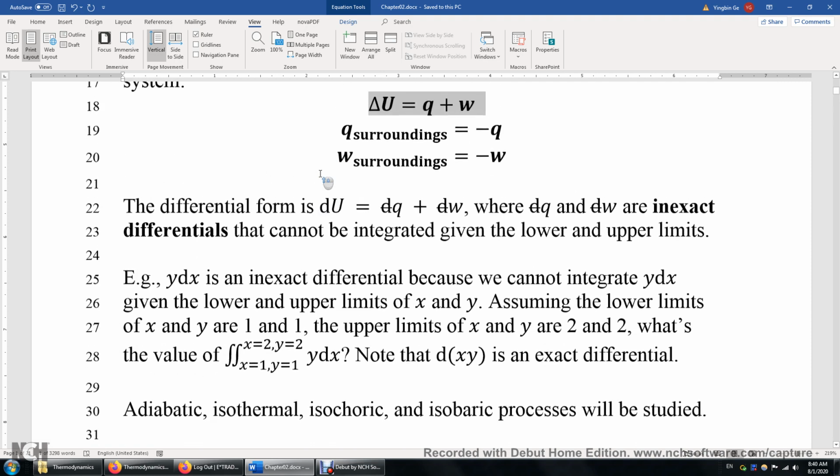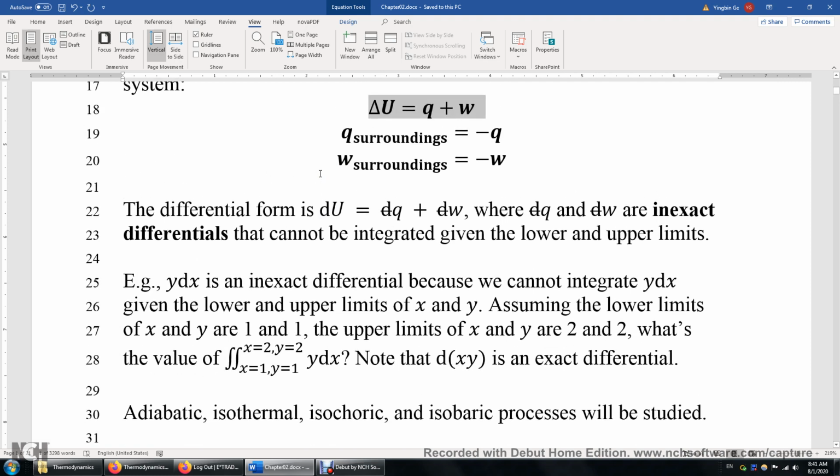The differential form of delta U equals Q plus W is dU equals đq plus đw. So pay attention to the bar here and here. The reason is đq and đw are inexact differentials, so we put a bar across this d. What are inexact differentials? They cannot be integrated given only the lower and upper limits for the integral. We have to know the entire integration path to be able to integrate đq and đw.